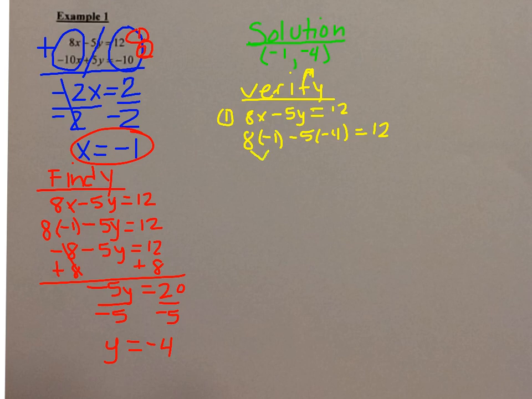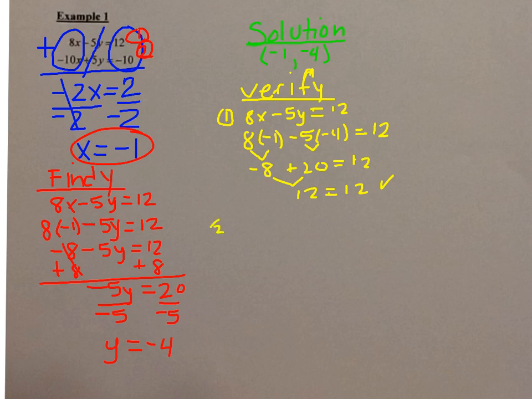Remember, when you do a check, you're showing one side is the same exact thing as the other. 8 times negative 1 is negative 8. Negative 5 times negative 4 is positive 20. Does that equal 12? Negative 8 plus 20 is 12. So 12 equals 12, and that checks.